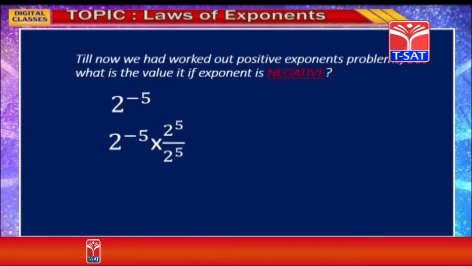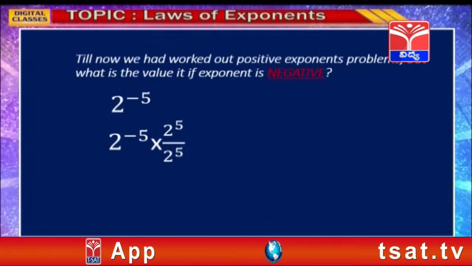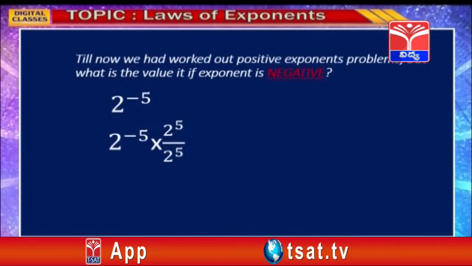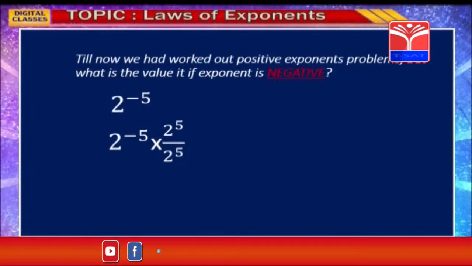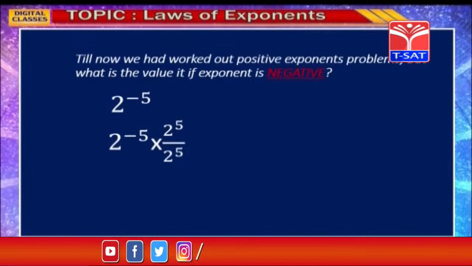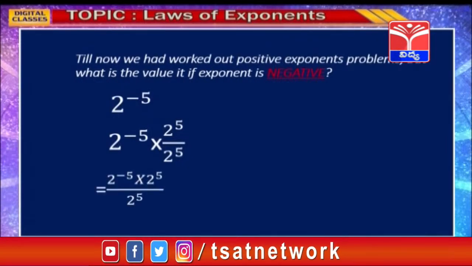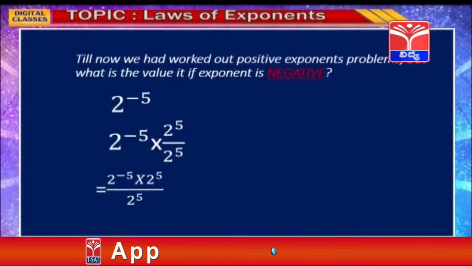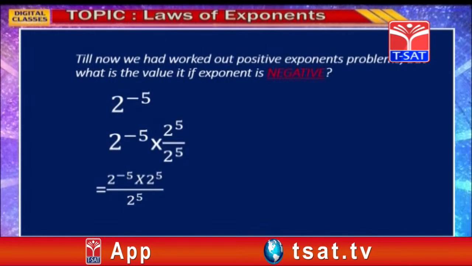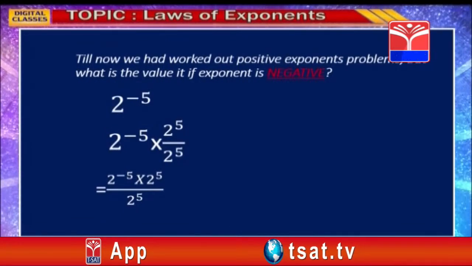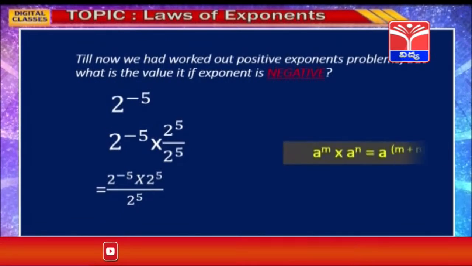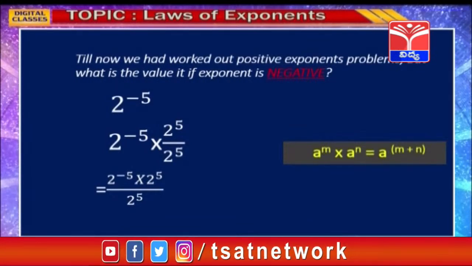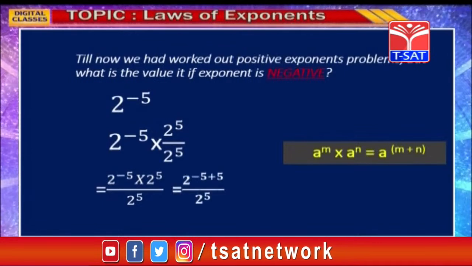We are multiplying 2 to the power of minus 5 with 2 to the power of 5, and dividing by 2 to the power of 5. We are multiplying and dividing. Now what happens? 2 to the power of minus 5 into 2 to the power of 5. See here, there is multiplication between two exponents, isn't it? So according to this law, if multiplication is there and the bases are equal, what happens to the exponents?